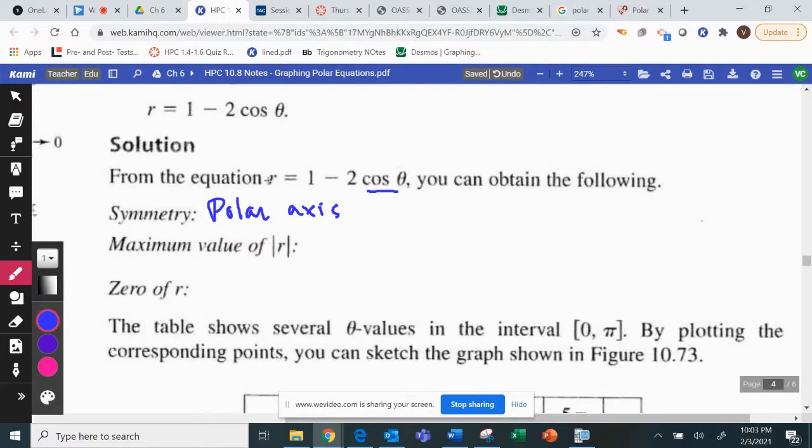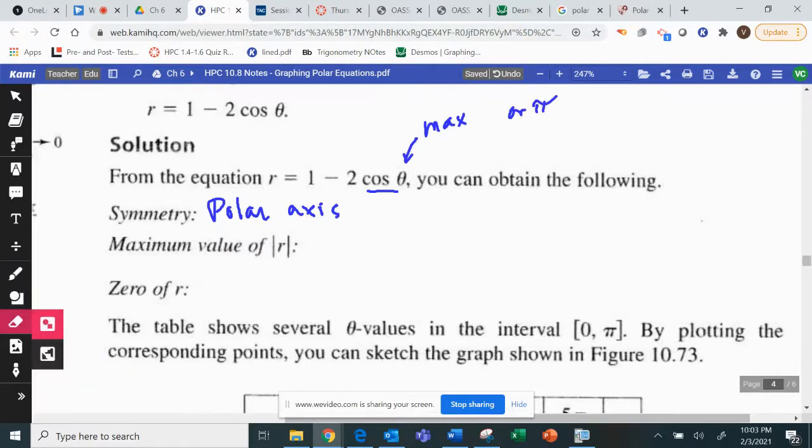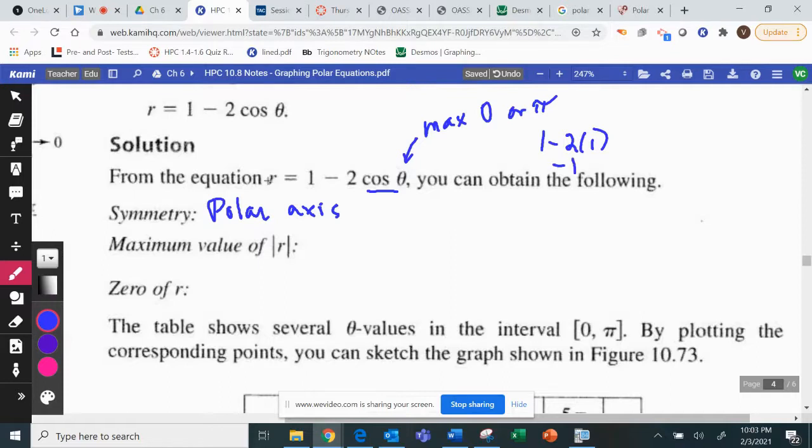So r is equal to 1 minus 2 cosine theta. Now I know cosine theta is usually at a max at 0 or pi. That pi would be negative. So if I put 0 in there, I'm going to get 1 minus 2 times 1, which is negative 1. And if I put pi in there, I'm going to get 1 minus 2 times negative 1, which is 3. So we have a maximum value of 3, and that's going to occur when theta equals pi.